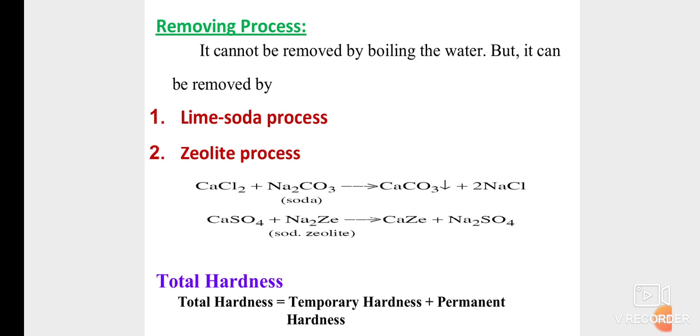How can we remove the temporary hardness producing salt? The first point is by boiling the water. The second point is the lime soda process. Okay. Then permanent hardness producing salt.